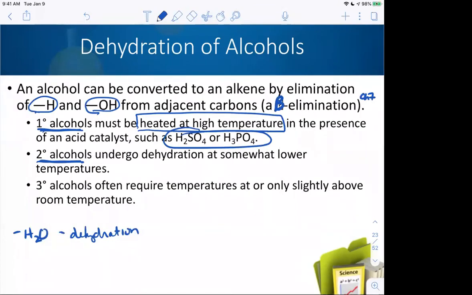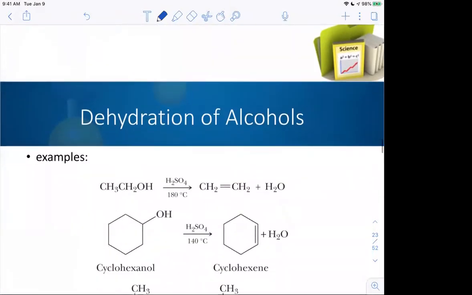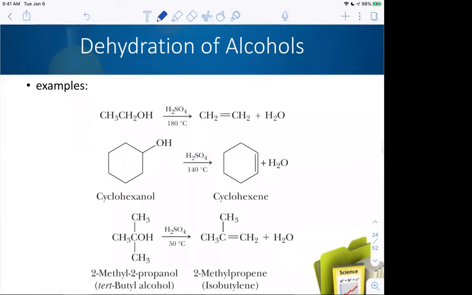Secondary alcohols will undergo dehydration a little easier, so I can have some lower temperatures. Tertiary alcohols, basically you can look at them wrong, and if they have a little bit of acid around, they're going to go ahead and do this dehydration. So my temperature is only at or slightly above room temperature when I'm doing this. And again, this is going to be a dehydration. I'm losing water.